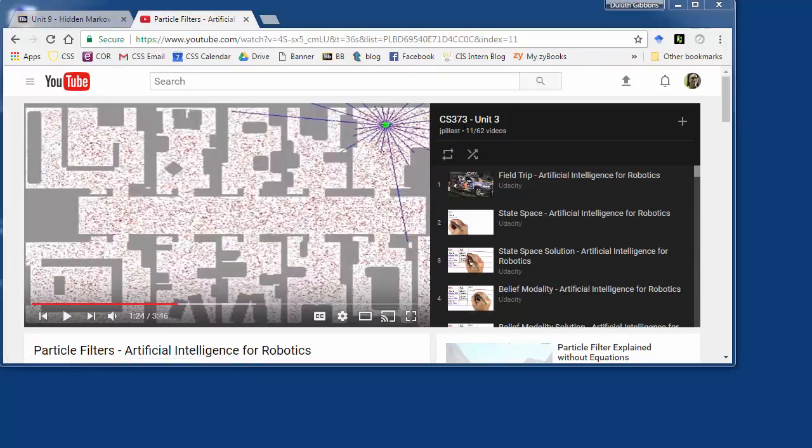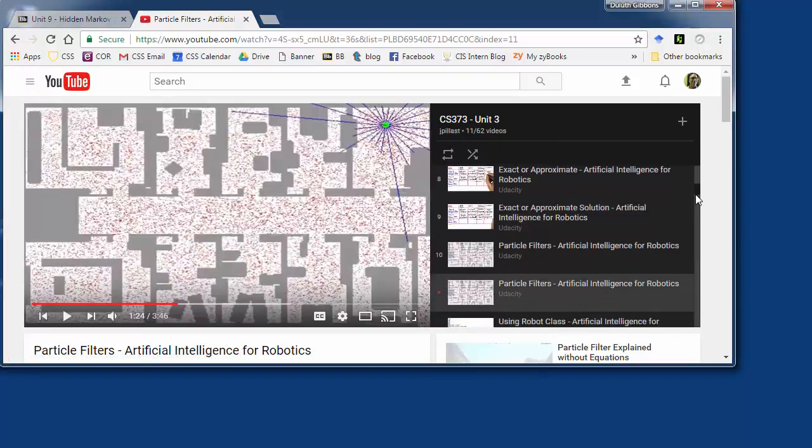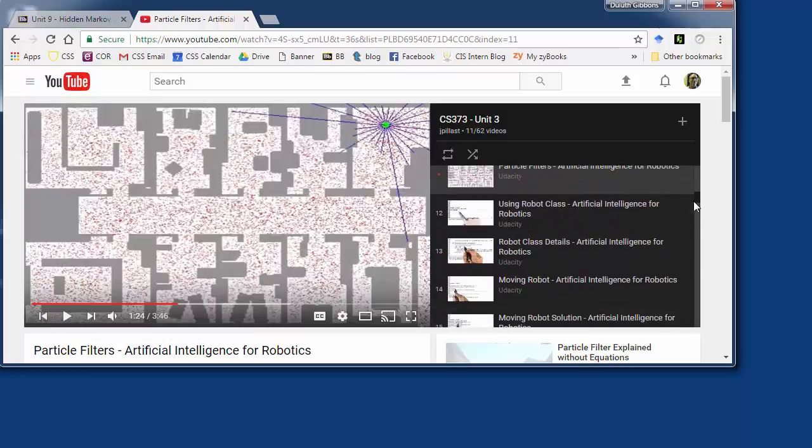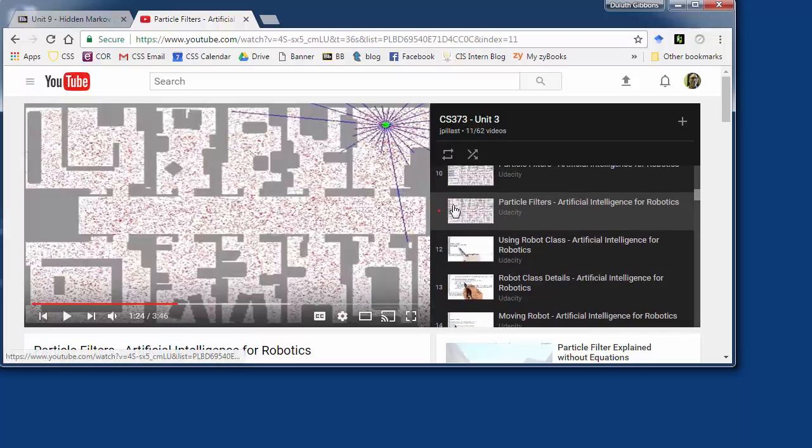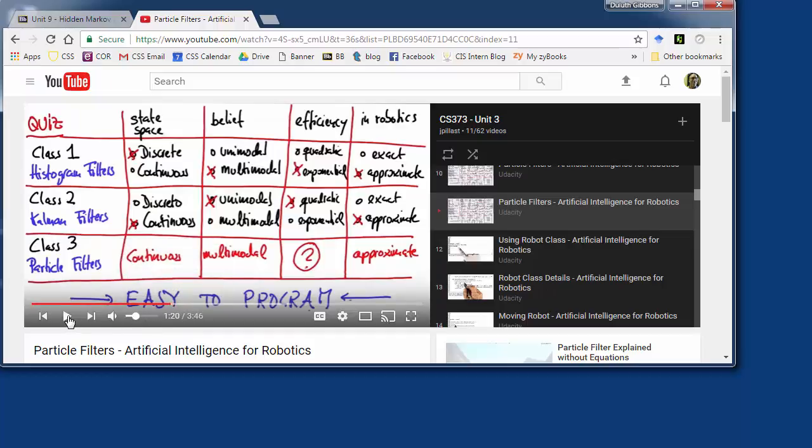So in this playlist from the CS373 Udacity Robotics and AI course, we're going to skip over a lot of this material. It just goes over some other strategies. And we're going to get down to video 11 here and look at this. The first part talks about different strategies, and then we get into particle filters.